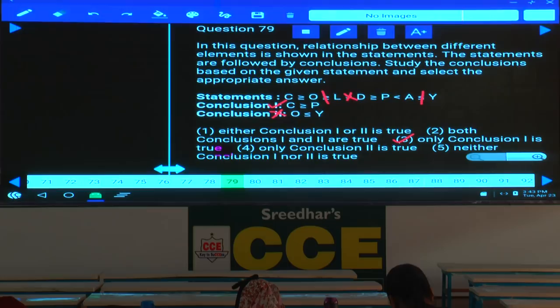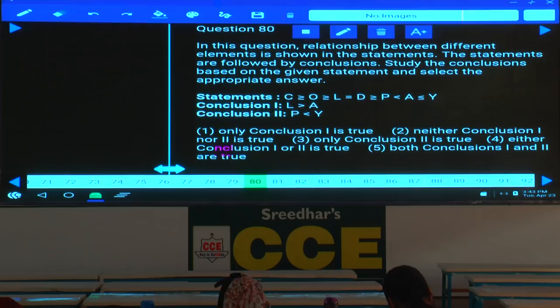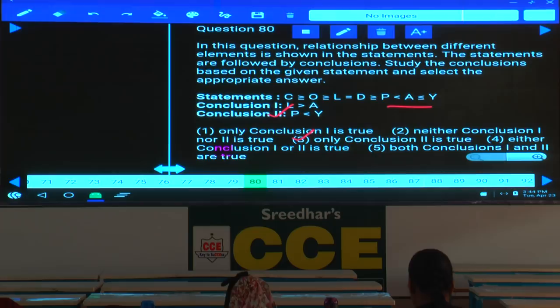Then coming to question number 80. Now in this 80, L greater than A. The relation between L and A: one is greater than, another one is lesser than, two opposite symbols, so the first conclusion is false. Then coming to the second one, P and Y. P is here and Y is here. P lesser than Y, definitely true. Hence only two follows, that is choice 3. Question number 80, choice 3.